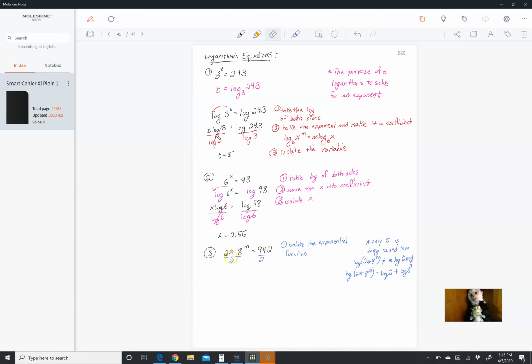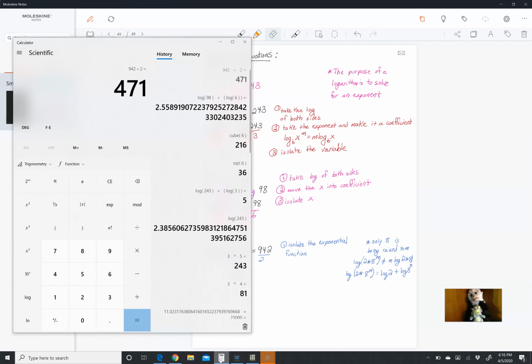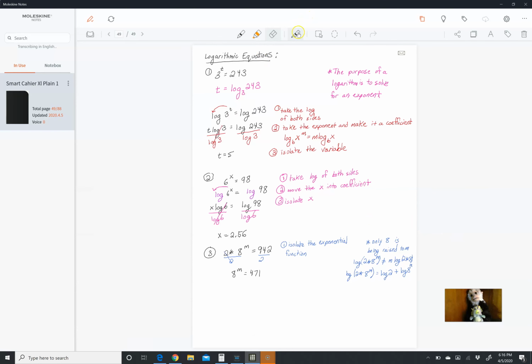Remember, order of operations, the exponent comes first, so this does not become 16 to the m. Okay, the 2 cancels. What we're left with here is 8 to the m. And let's go and do 942 divided by 2. That gives us 471. And now we would take the log of both sides. So once we isolate the exponential function, everything else remains the same.